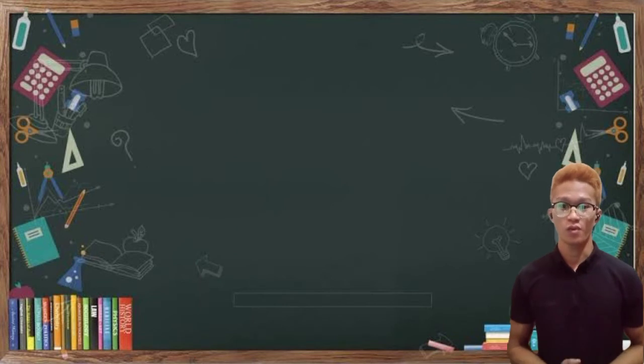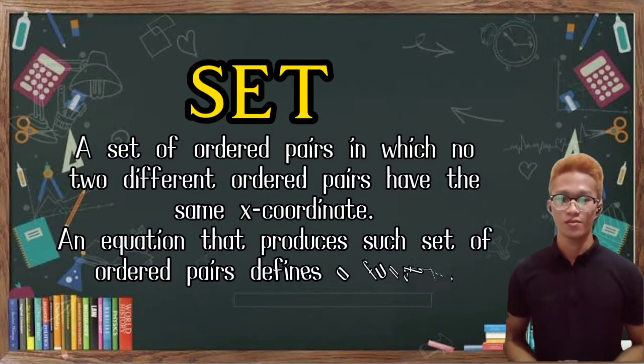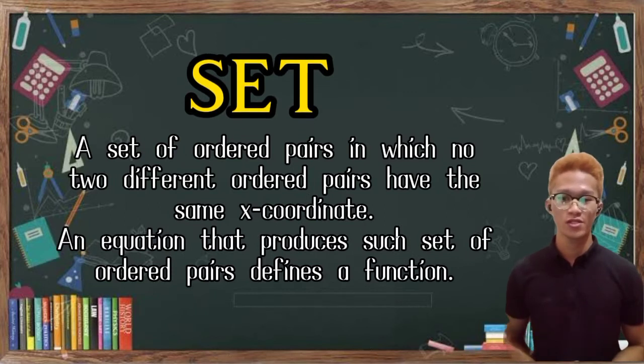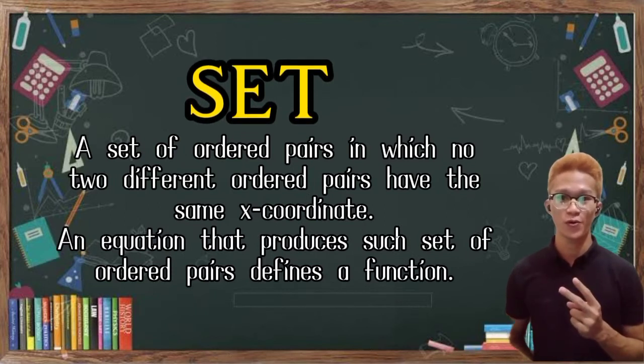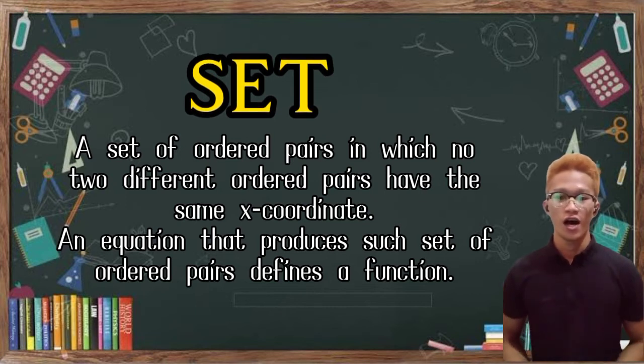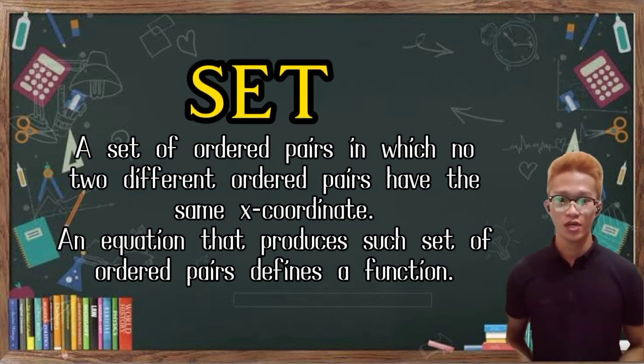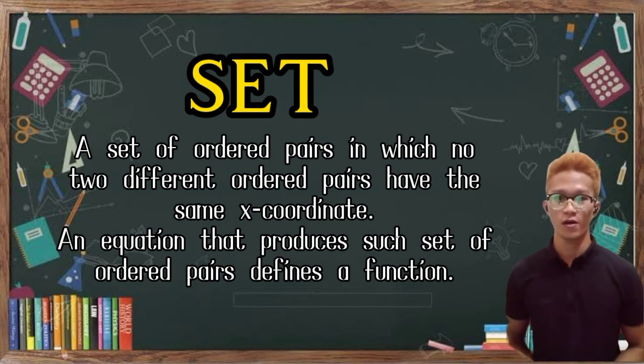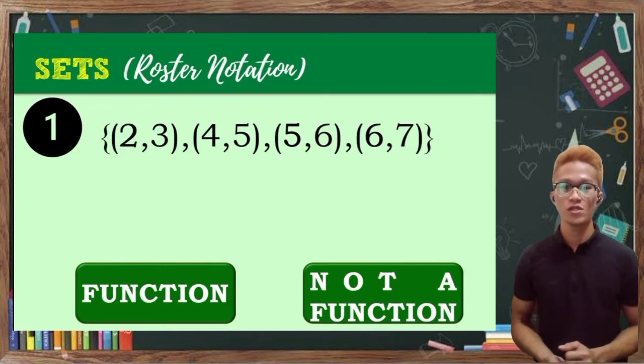Now that we're done with mapping, let's proceed with the sets. A set of ordered pairs in which no two different ordered pairs have the same x coordinate. An equation that produces such a set of ordered pairs is defined a function. For this example, we will have the set of Brewster notation.